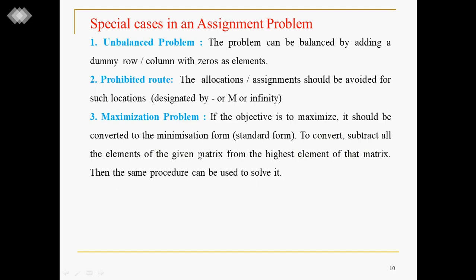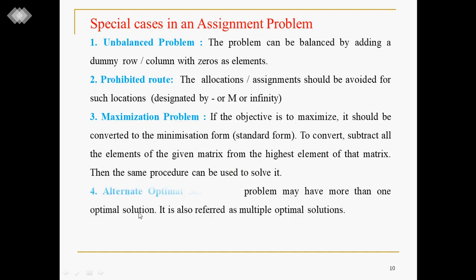We'll take a numerical covering all these special cases after this. So you have to remember: identify the highest element of that particular matrix, subtract all other elements from the highest element, then it is equivalent to the minimization or standard form. And the last one is the alternate optimal solution. Sometimes you may have 2 or 3 solutions which give the same cost, then it is called an alternate optimal solution.